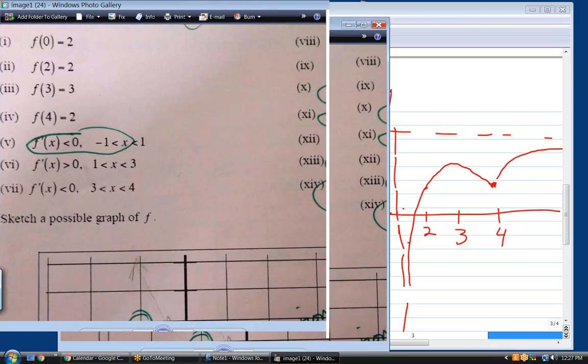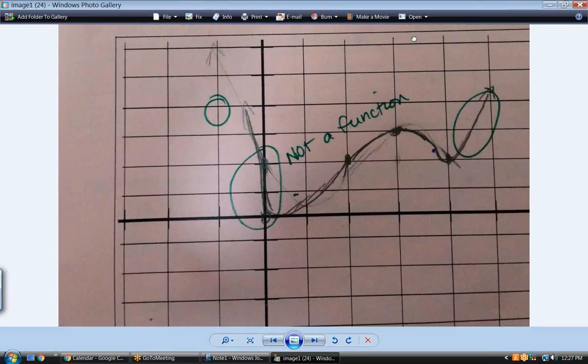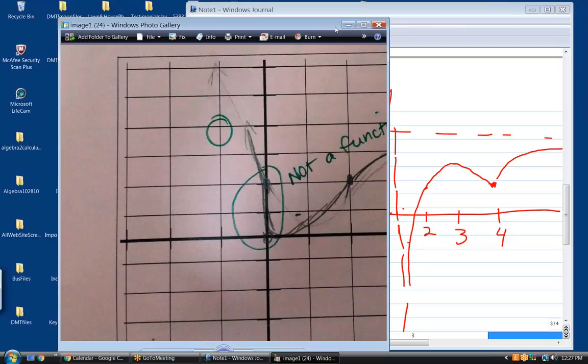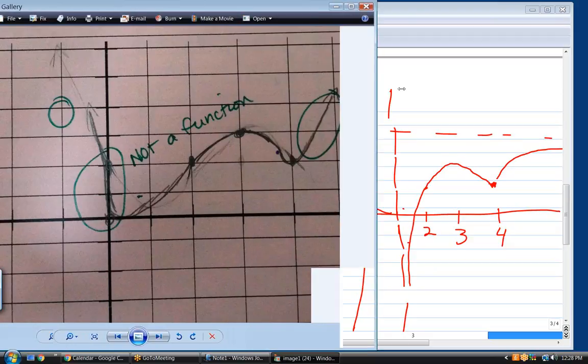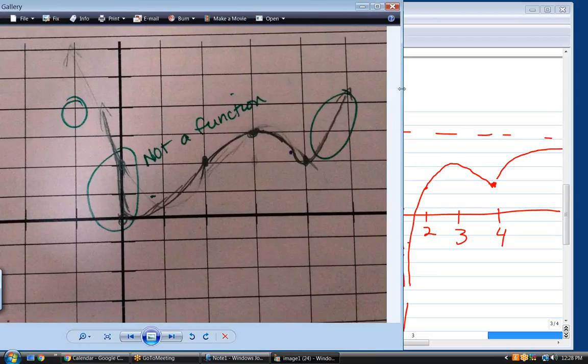Let's see what kind of graph you came up with and see how it looks compared to mine. Not bad, actually. Looks like you did the proper stuff. In other words, our graphs don't look that different. In fact, they look pretty darn similar. So it looks like you had the correct stuff.